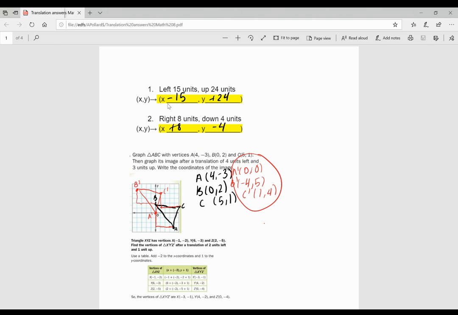When you move up, it's a plus sign. When you move down, it's a negative sign, which makes sense in our day-to-day life. If we're going left, usually that's a negative. If we're going down, that's usually negative on our coordinate plane.